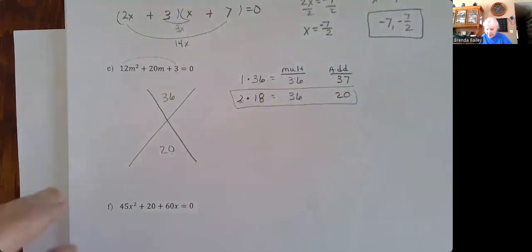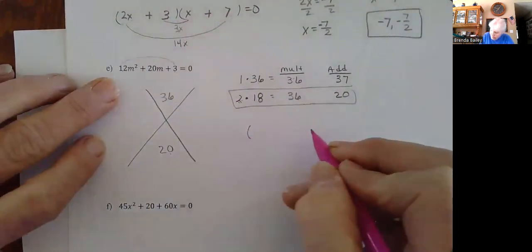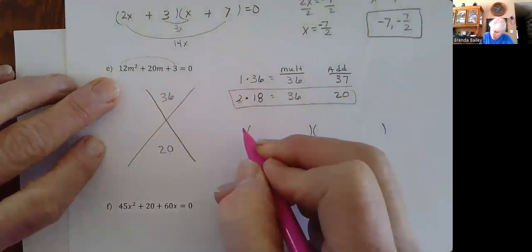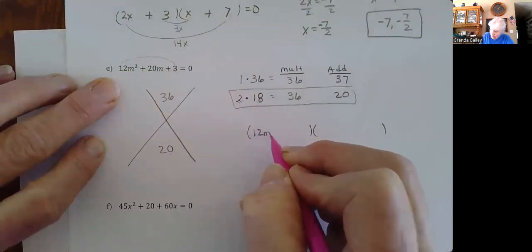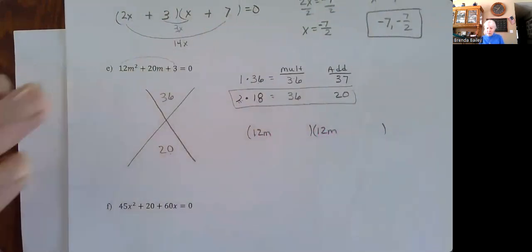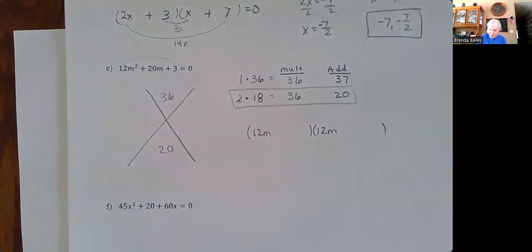So now how do we set this up? Well, with your parentheses, you go 12m and 12m. So those are going to kind of match this first term here.